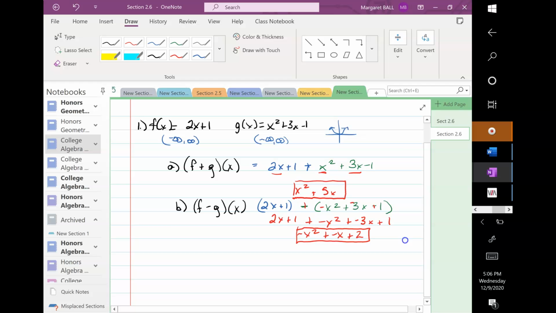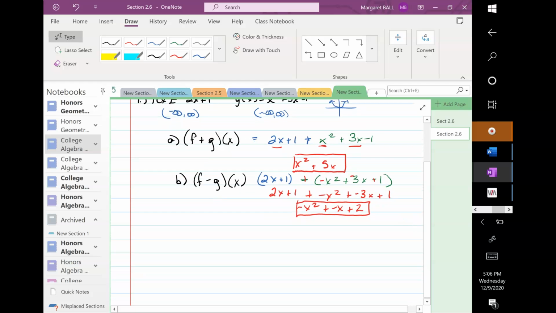And then you're done. Don't do anything else to it. Okay, now C. What if you have fg of x? There's no sign in between the f and the g, so that means you multiply the two things together. So you're going to take your f function, 2x plus 1, and multiply it by your g function, x squared plus 3x minus 1.